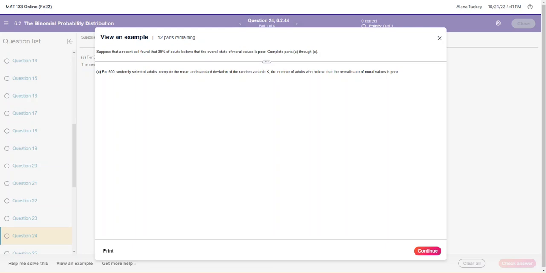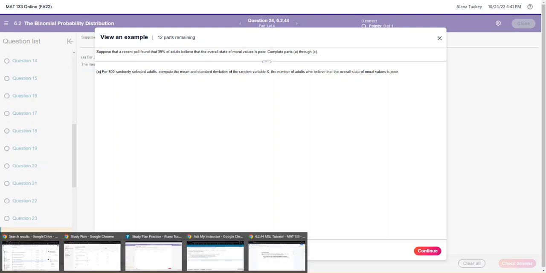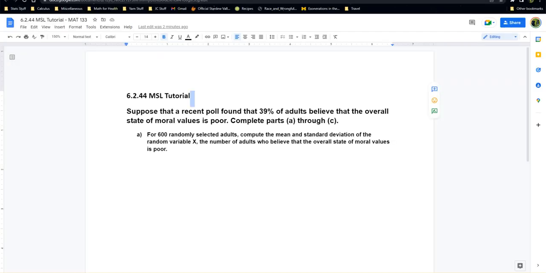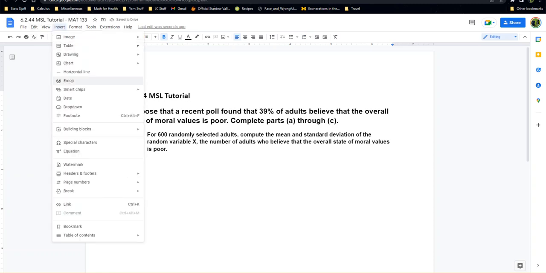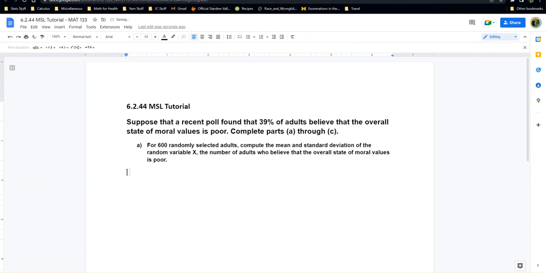Okay, well, just for starters, this is obviously binomial. I mean, for one thing, it's in the binomial section, which is 6.2. But let me just do a little bit of work here. So let me insert an equation. There it is. All right, n is 600.